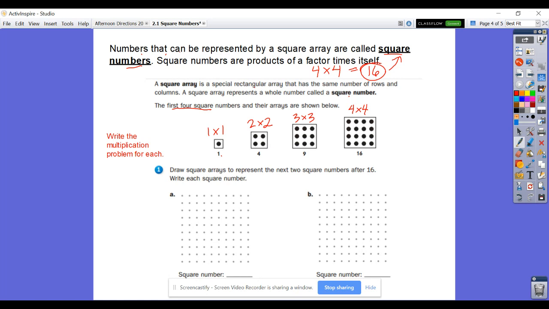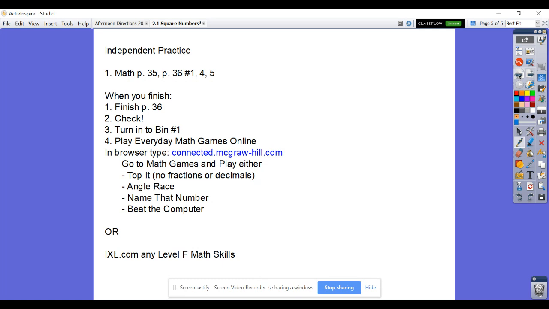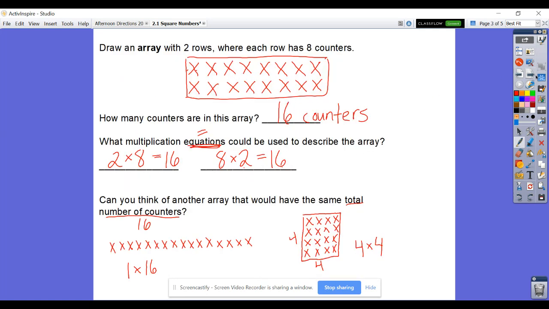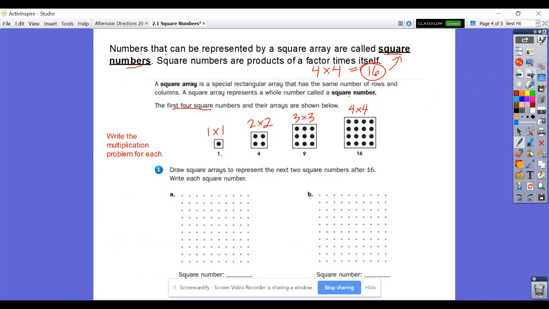Now, I want you, this is from your math journal. So I should have told you to open up to the math journal page. Let me just peek what page I want you to be on. Page 35. Oops, went back too far. So on page 35 in your math journal, I want you to pause the video and go fill in the multiplication problems we just wrote above our array so that you have those in your journal. And then play the video when you're ready to go on.